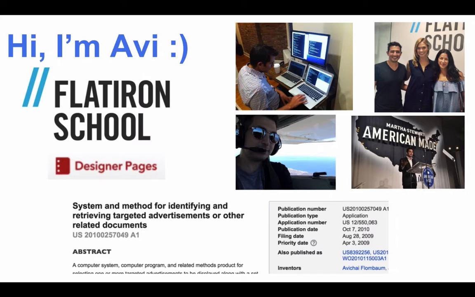Hi, I'm Avi. I started the Flatiron School around 4 years ago. I've been a programmer professionally for 15 years. I started learning how to code when I was 11. Throughout high school, I was working for a bunch of companies in the city. When I was in college, I got recruited by a hedge fund, and I dropped out of college and was a programmer there for 4 years. Then I started my first company called Designer Pages that I ran for 4 years. And I wrote a software patent while I was there, which was pretty fun, if laborious.